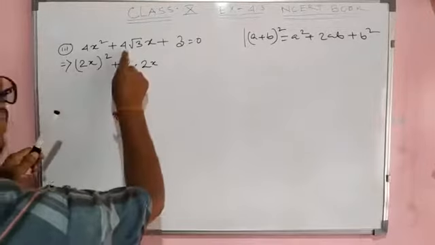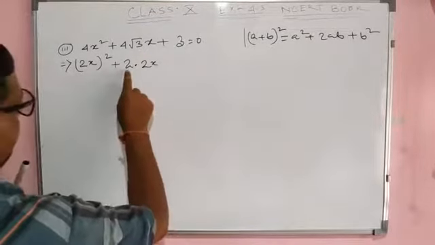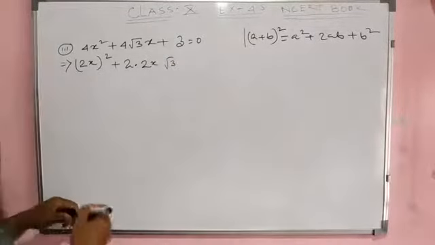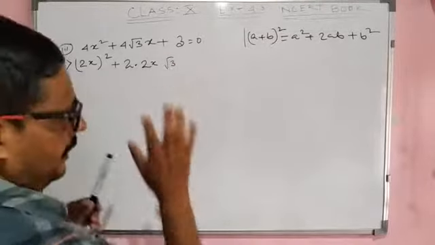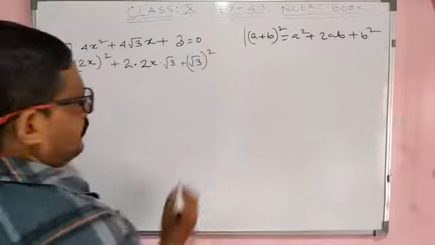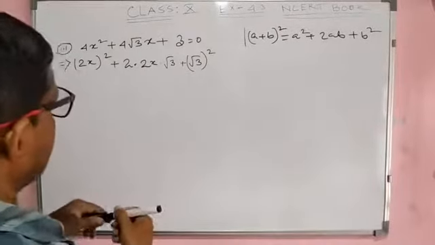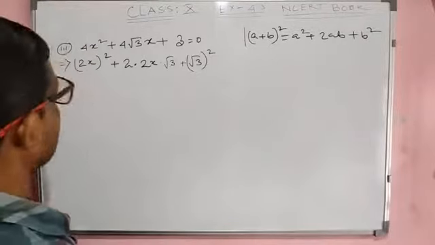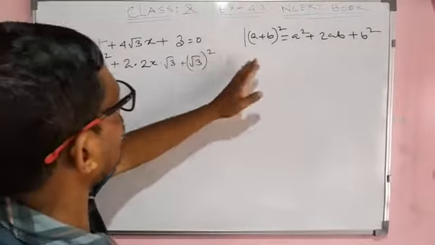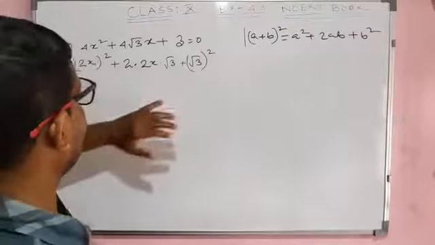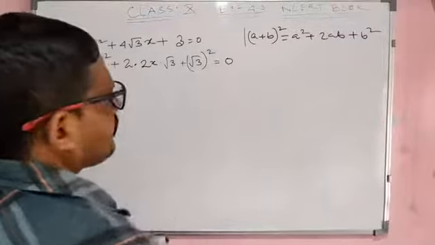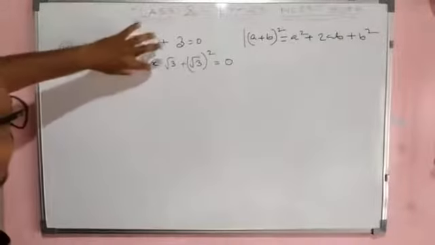So a means 2x, plus, according to the formula, 2 into a, means 2x. Now to get 4 root 3 x, what do we need? Already we got 4x here, so to get this we need to multiply by root 3. So 2 into a into b, where b means root 3, and according to the formula we get b square. Now we compare: this and this are the same, this and this are the same, this and this are already the same. So we do not need to subtract or do anything else. We got a square plus 2ab plus b square directly, equal to 0, which can be written like this directly.